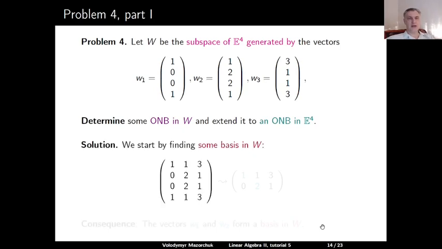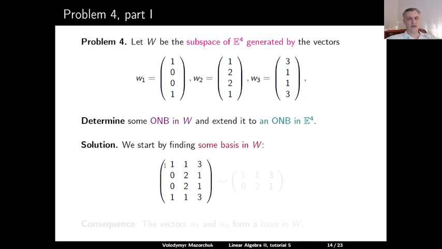Solution. In order to determine an orthonormal basis, we want to apply Gram-Schmidt, and for this we need a basis. So let's determine some basis in W. Let's determine linearly independent vectors among w1, w2, and w3. So we write w1, w2, w3 as columns in a matrix, and we try to reduce this matrix to a row echelon form using Gauss elimination.